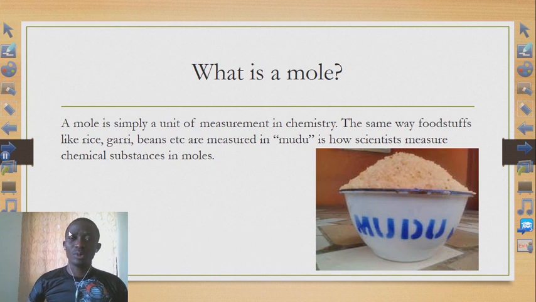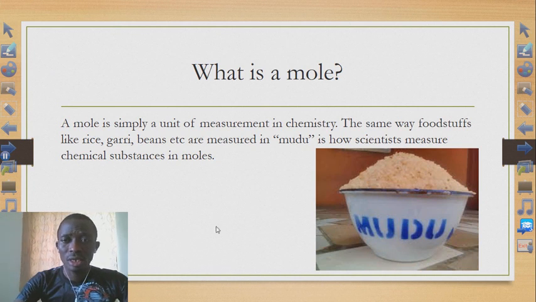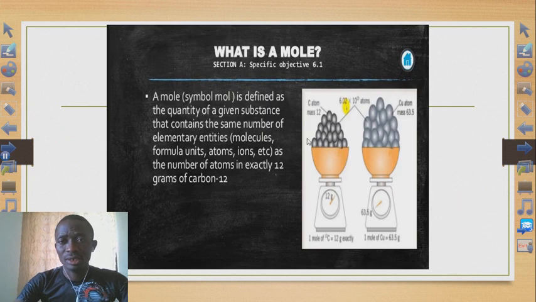I put it this way: the same way foodstuffs like garri, rice, and beans are measured in the market using a measure, is the same way chemical substances are measured in moles. Now, what do I mean by this? Let's take a look at this picture on this slide.